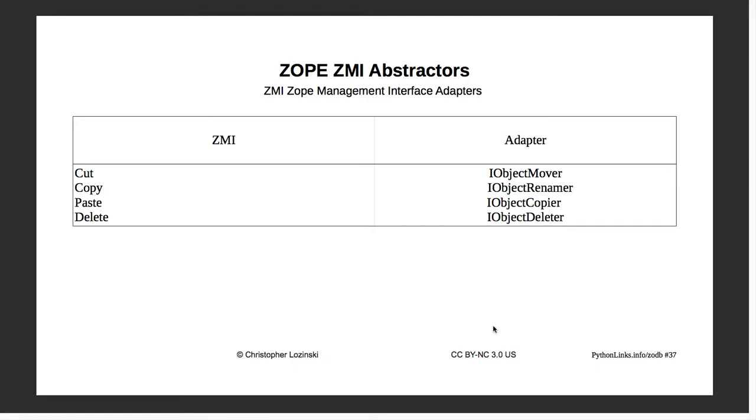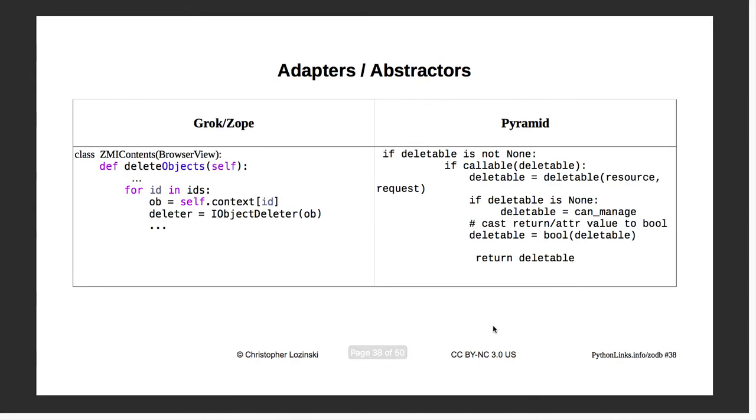So when you have this container view, what used to be called the Zope management interface, you've got cut, copy, paste, delete, name, remove. And then there are various adapters for that: IObjectMover, IObjectRenamer, IObjectCopier, IObjectDeleter in zope.copypastemove. And those provide a high-level interface. So let's take a look at the actual source code.